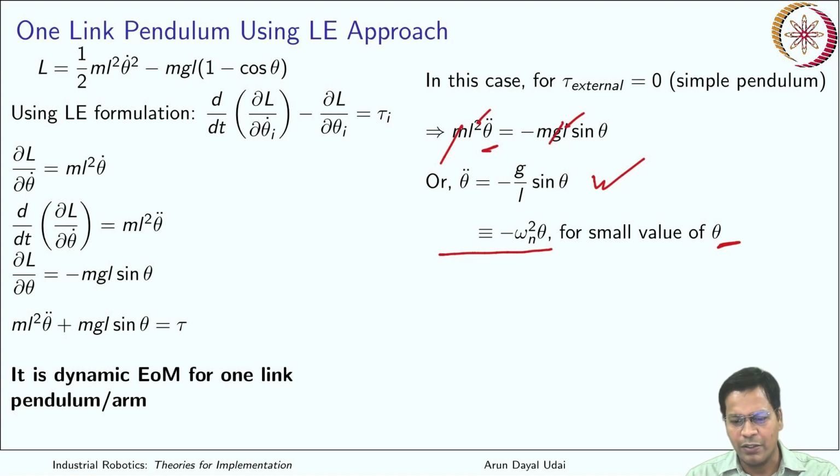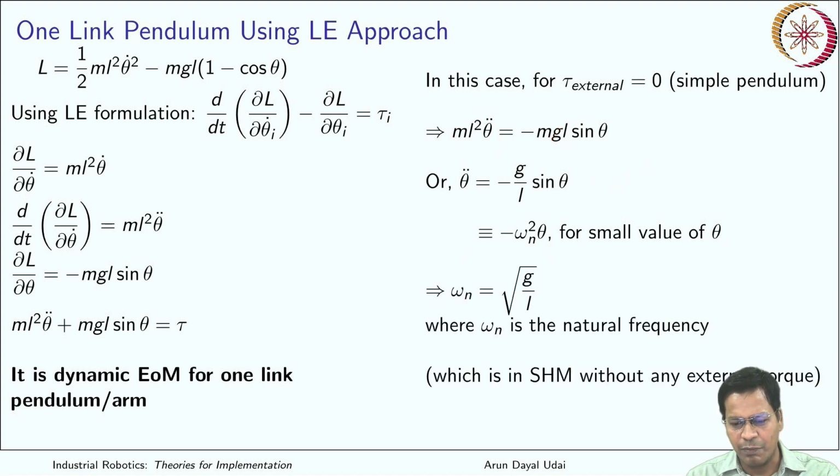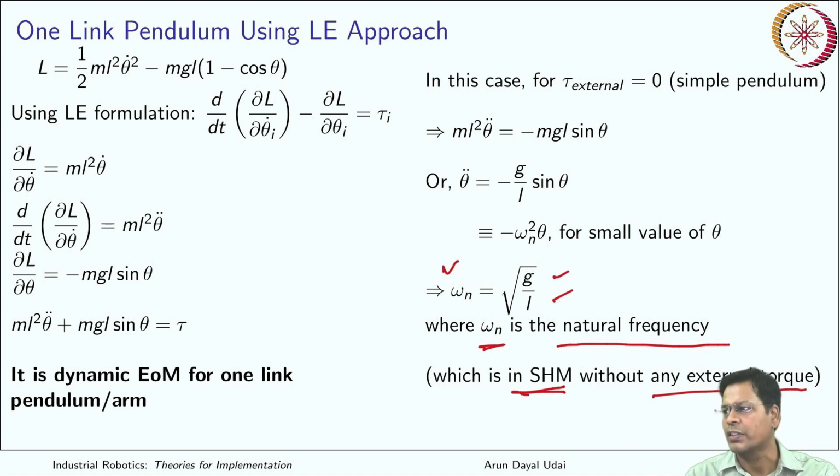Now you can recall what it is. It is simply omega n equal to square root of g by L. What was omega n? It is the natural frequency of this system. So this becomes a simple pendulum which can make simple harmonic motion without any external torque. It can keep on oscillating. If there is no friction and other losses, it will keep on oscillating like this. So this is how you can arrive at the same old physics equations using the Lagrange-Euler treatment of a simple pendulum.